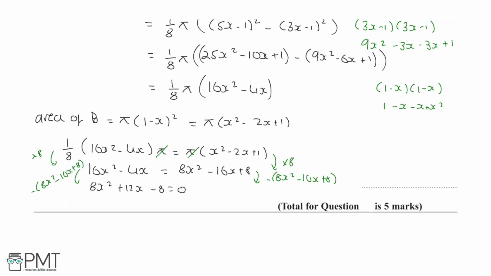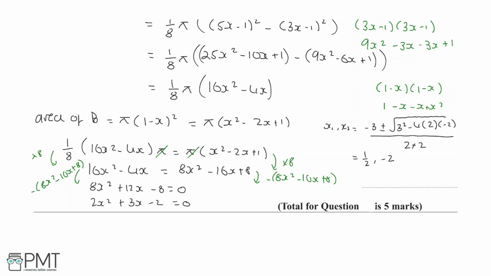We're going to divide through by 4 because that is the highest common factor of these numbers. So we have 2x squared plus 3x minus 2 equals 0. From here we use the quadratic formula to say that x1 and x2 equals minus 3 plus or minus the square root of b squared, which is 3 squared, minus 4 times 2 times minus 2, that is 4ac, all over 2a, which is 2 times 2. And we get here that this equals either 1 over 2 or minus 2 as your solutions.